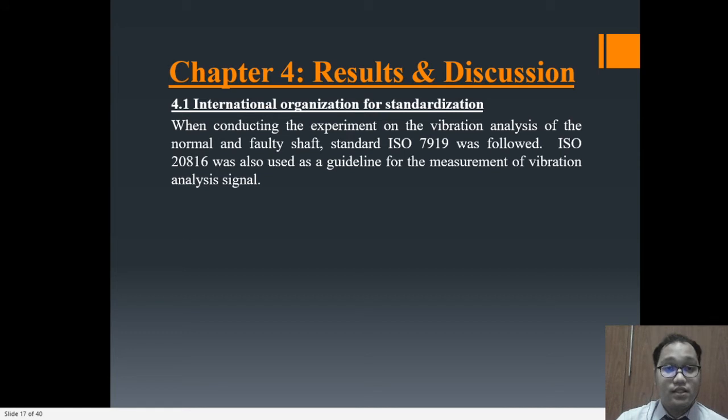Next is chapter 4, which is the result and discussion. When conducting the experiment on the vibration analysis of the normal and faulty shaft, standard ISO 7919 was followed. ISO 20816 was also used as a guideline for the measurement of vibration analysis signal.